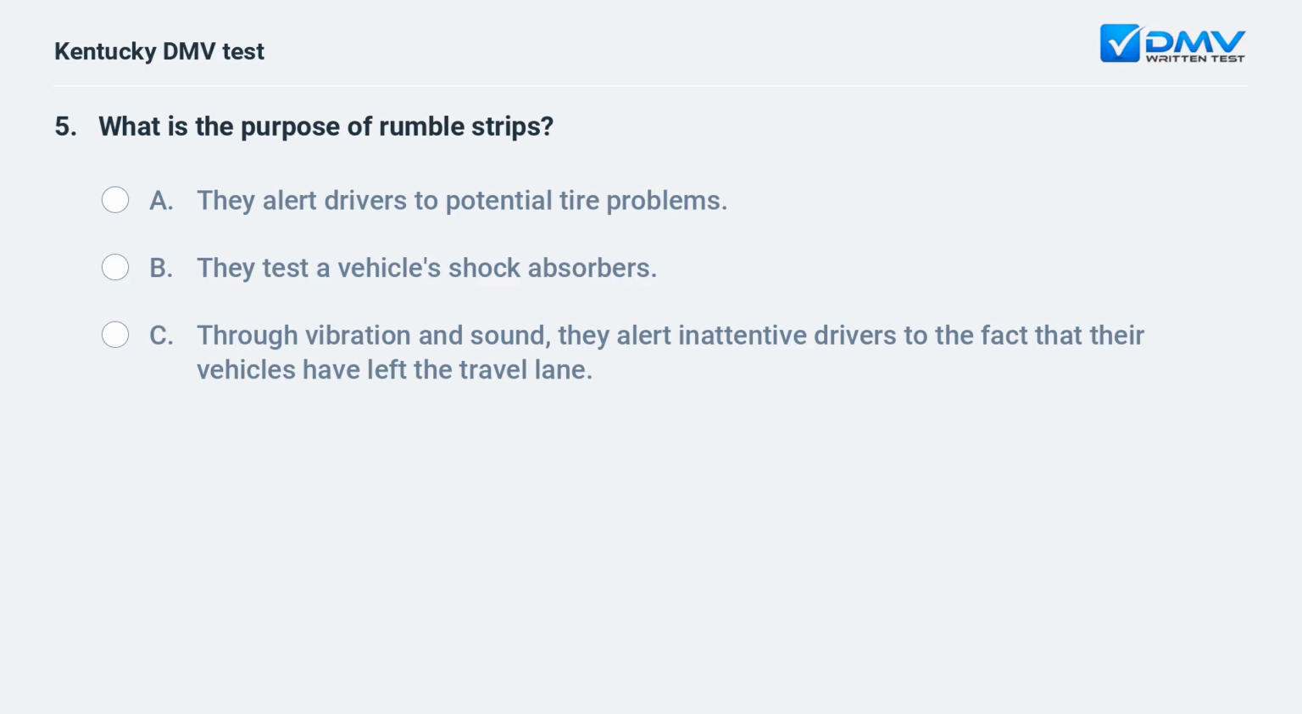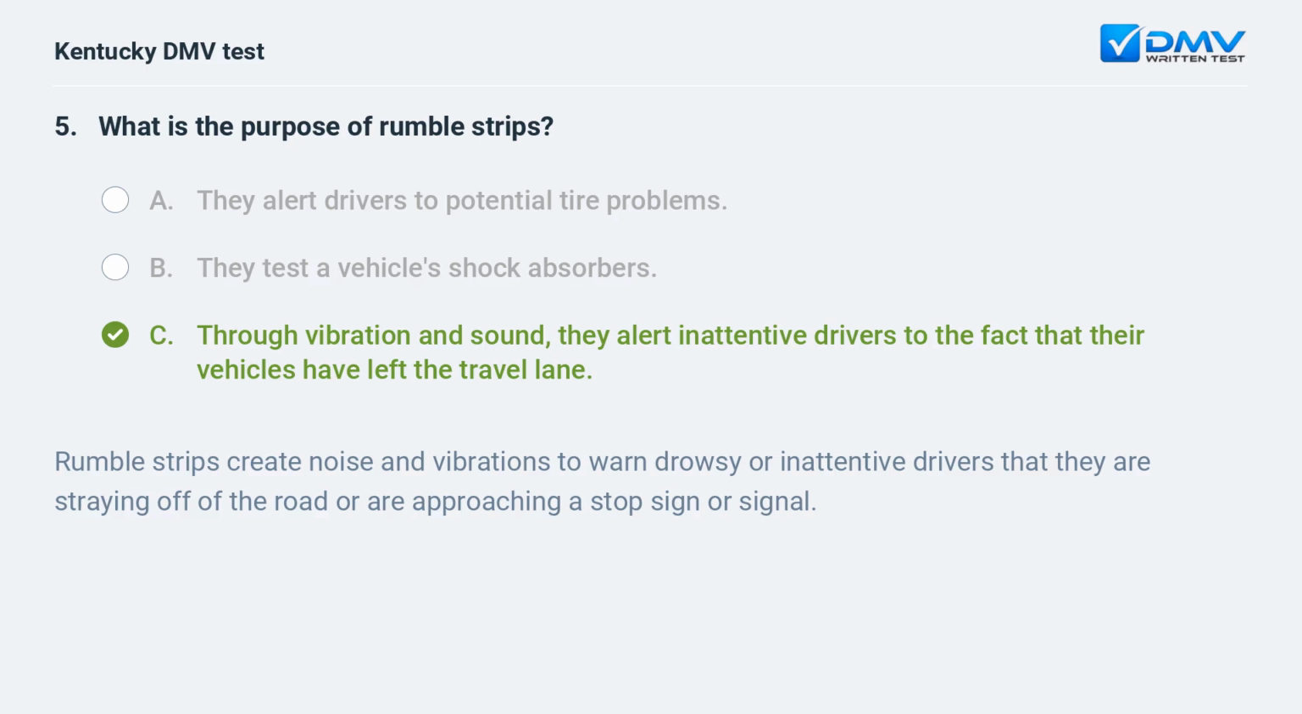What is the purpose of rumble strips? A. They alert drivers to potential tire problems. B. They test a vehicle's shock absorbers. C. Through vibration and sound, they alert inattentive drivers to the fact that their vehicles have left the travel lane.